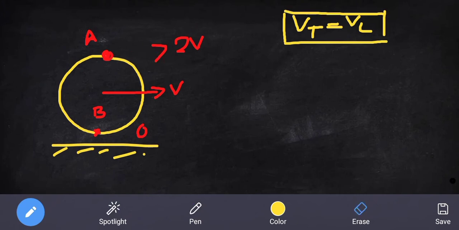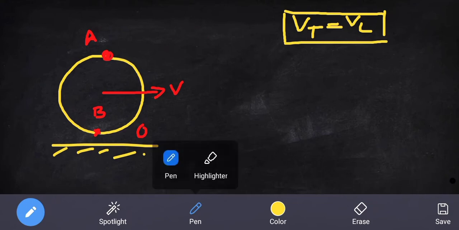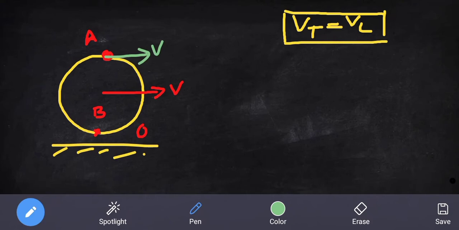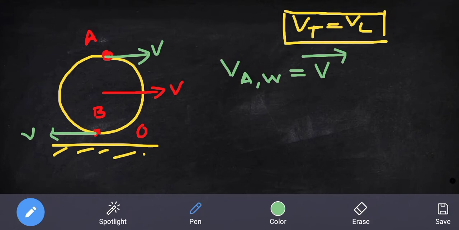For a moment, let's forget this 2v. If the linear speed is v, then the tangential speed is also v. At this point, here also the tangential velocity is v, but the direction is to the left. You must get the idea. When we say tangent or tangential velocity, that is the velocity of that certain point with respect to the wheel. So velocity of A with respect to wheel is v to the right.